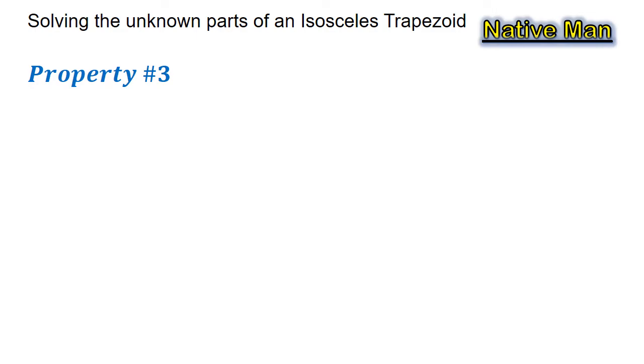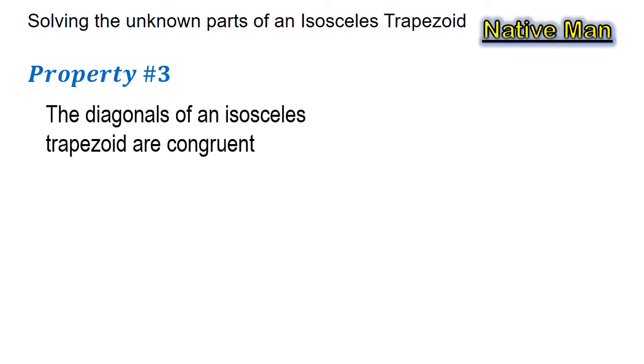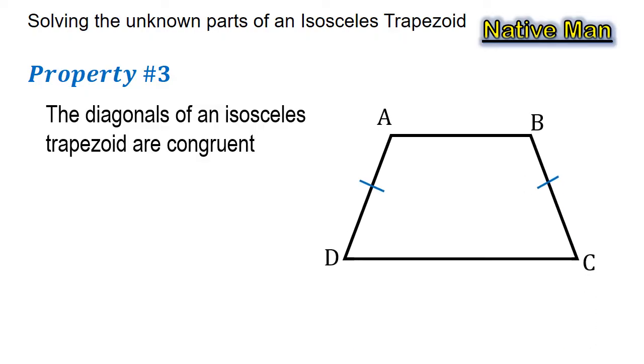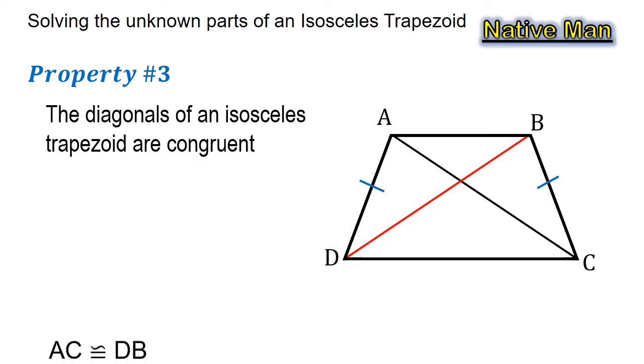Okay, so how about property 3 of an isosceles trapezoid? It states that the diagonals of an isosceles trapezoid are congruent. So, pag yan po yung ating isosceles trapezoid, there are two diagonals po: diagonal AC and diagonal BD or DB. So, in symbol, according to the property, diagonal AC is congruent to diagonal DB.